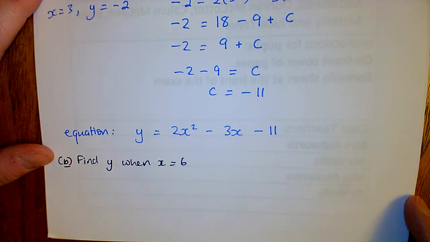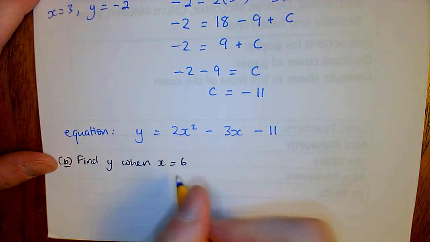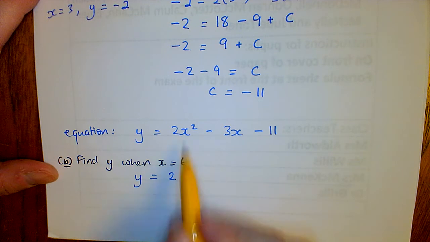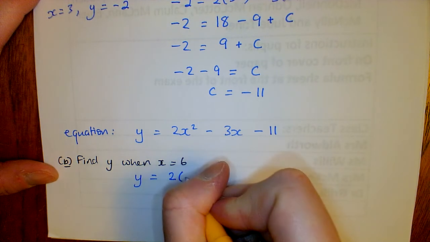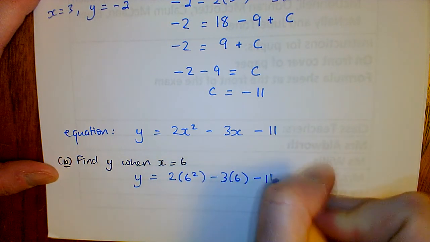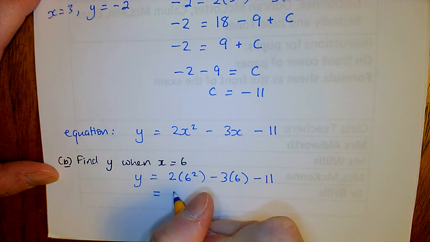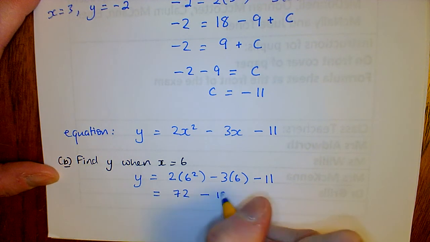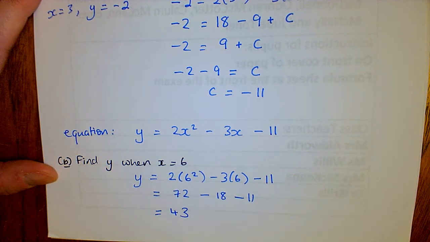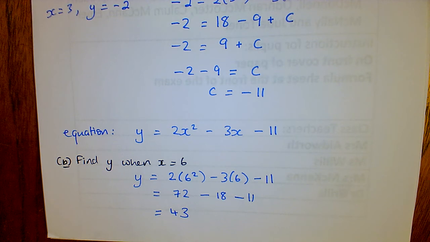Then part B of the question, find y when x equals 6. So we just put x equals 6 into this. So 2 times 6 squared minus 3 times 6 minus 11. So that gives us 72, take away 18, take away 11. So that is 43.